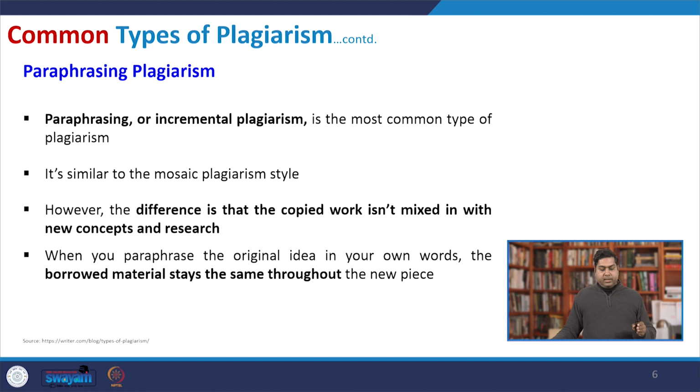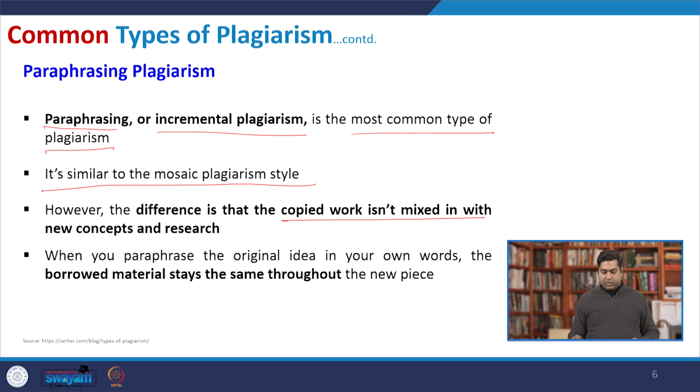Next one is called paraphrasing plagiarism. Paraphrasing or incremental plagiarism is the most common type. It's similar to the mosaic style, but the difference is that the copied work is not mixed with new concepts and research. For mosaic, in between I put new ideas, new thought processes, a different perspective. Here it is just similar content, where I am just changing words here and there.